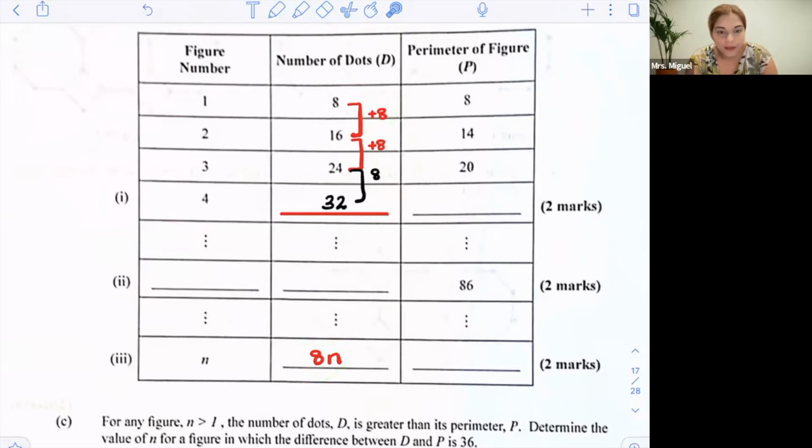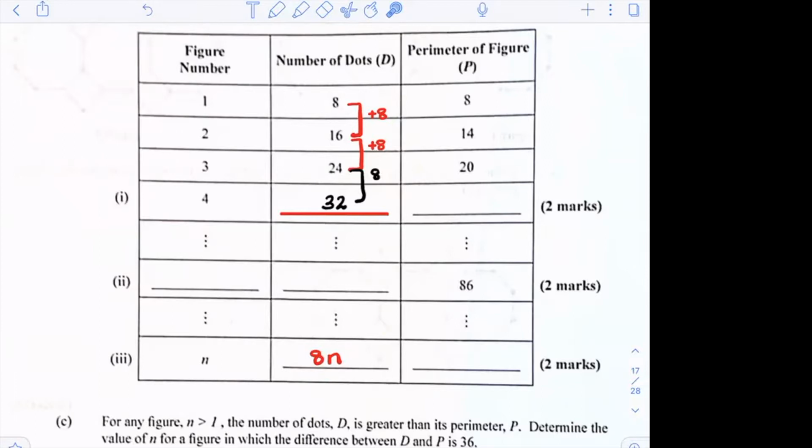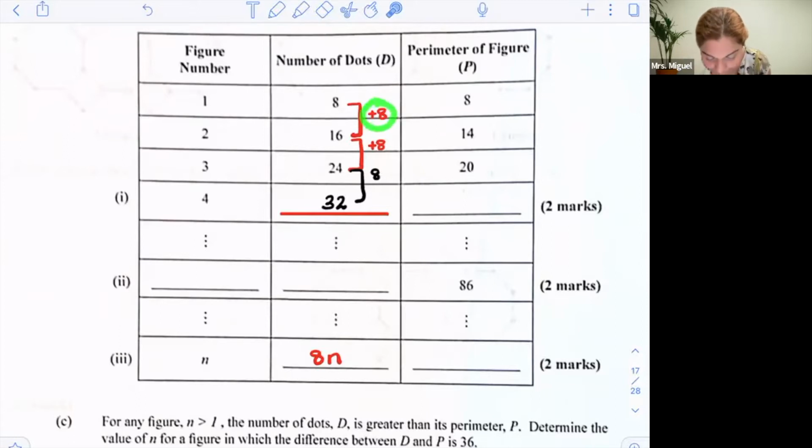We are accustomed to the area of a square and the area of a rectangle by using a particular formula. In this question, they are asking you to find the formula. The formula begins with 8n. It doesn't necessarily have to be 8n, but it begins with 8n. How did Miss get 8n? Well, the difference between the two numbers is 8. So here, it must start with 8n.